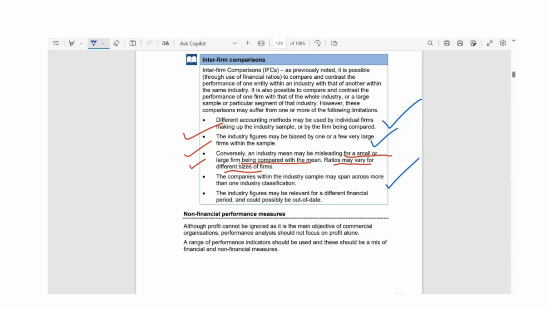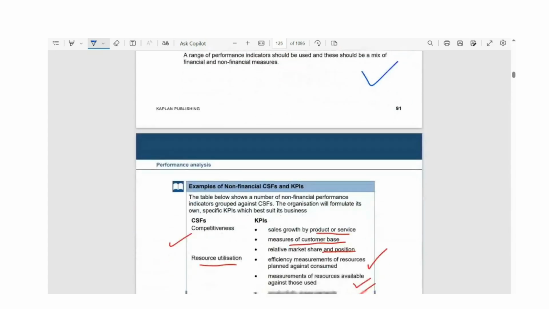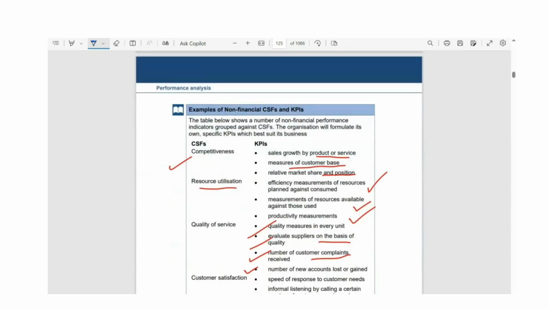Non-financial performance. What is non-financial performance? It means those performances which are not number based, which are performance based, like critical success factors. And what are the CSFs, critical success factors, with the key performance indicators? How is competitiveness, how is the competitiveness in sales growth, and then measure the customer base, their customer footfall, or customer buying behavior, relative market, and the position.